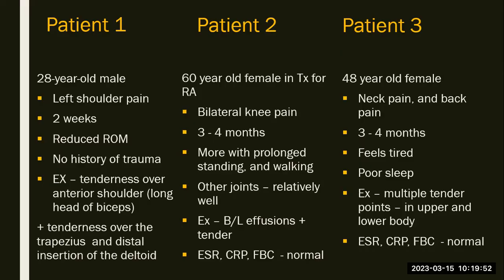Third patient is a middle-aged female. She's again complaining of neck pain and back pain, and it has been going on for a while for her, but she has some other symptoms as well. She feels very fatigued. She feels tired all the time. She's not able to sleep very well. When you examine her, her joints are not too bad. There aren't any inflamed joints, but she has specific tender points, which we call trigger points, in both upper and lower body. Again, her inflammatory markers are normal. So these are very common patients that we see in rheumatology practice.